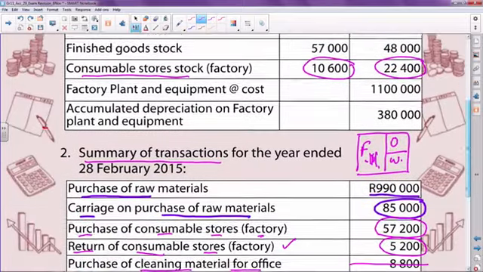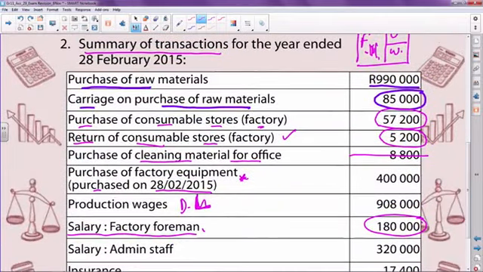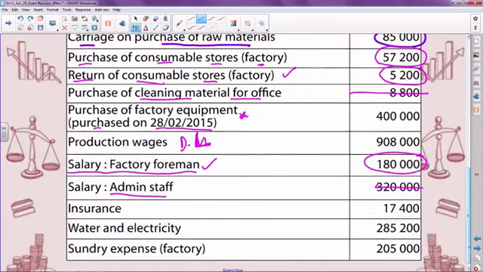Okay, right, next expense. So my next expense, so I've dealt with the factory foreman, salary of the admin staff, again admin, nothing to do with the factory, so I'm going to ignore this bit of information. Now let's look at insurance. So they're not specifying, is this insurance for the factory? Is this insurance for the warehouse? Is this insurance for the office? So I now need to look at my additional information before I take anything through to the factory overhead ledger account. Right, so thus far 17,400.